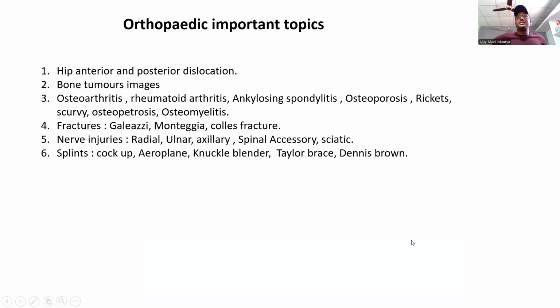Orthopedic important topics. Please remember hip anterior and posterior dislocation, bone tumors, osteoarthritis, rheumatoid arthritis, ankylosing spondylitis, osteoporosis, rickets, scurvy, osteomyelitis, fractures like Galeazzi and Monteggia fracture, Colles fracture, and so on. Please study this one, guys.